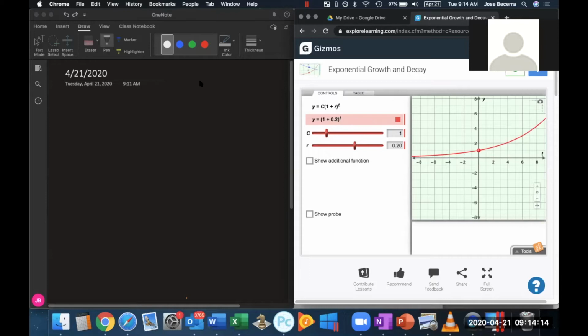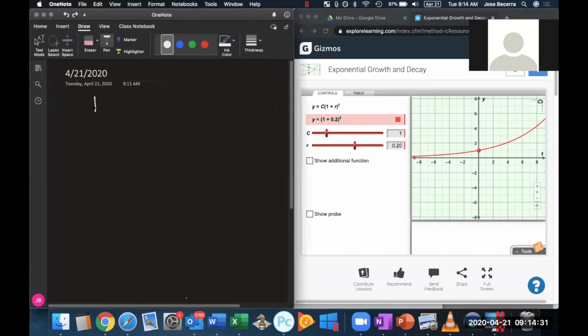Now, does anybody know why we would want to use this particular formula right here? Has anyone ever seen it before? Okay, this is called the interest formula. Who knows what interest is? It's money you gain over time or lose when you deposit cash in a bank account.